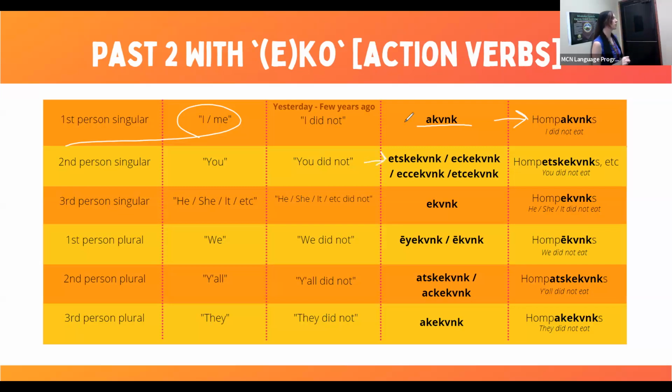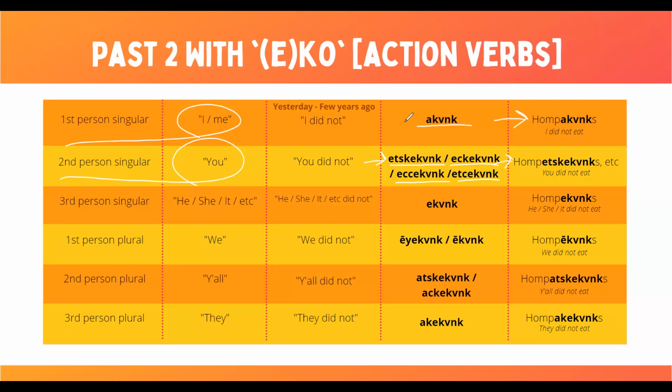The you, second person singular, you. So you did not. We have itskigunk, and itchigunk. So I have just one on the side. Hombitskigunks. So you did not eat dinner last night. Hombitskigunks.